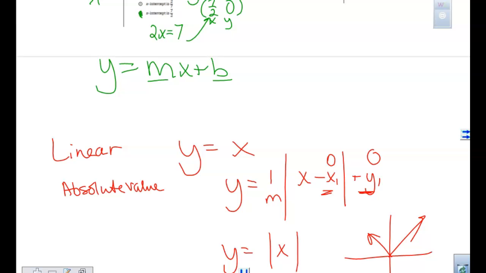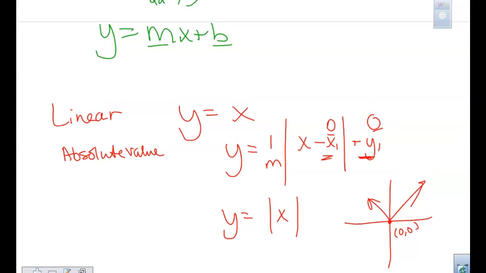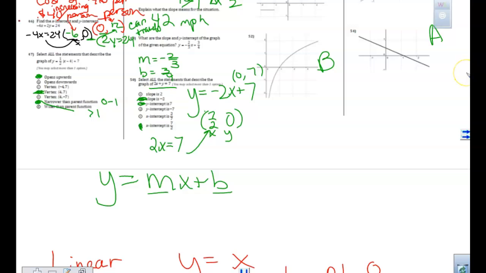The parent function for absolute value that goes with 47 is this. The vertex here is 0, 0, because it's understood that those were the two. So in 47, when you look at that question, and 50, kind of, but more 47, this opens up still, so it's still a half, because that is less than the 1 that we had. So in this case, it makes it wider.